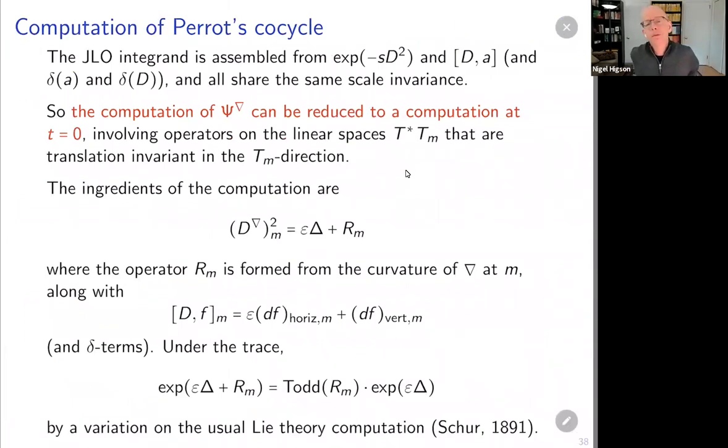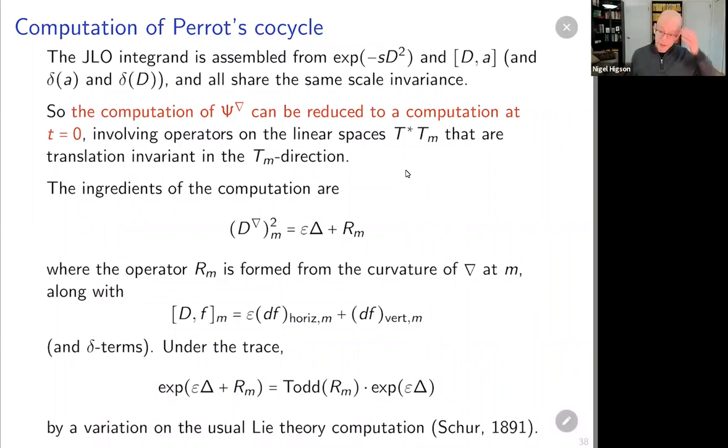What this means is that if you want to calculate the JLO cocycle, you can, instead of doing the calculation at T equals 1, do it at T equals 0. And now you're just calculating on a bunch of cotangent vector spaces. And on each cotangent vector space, the relevant operators are actually translation invariant in the T of M direction. So how hard can the calculation be? The answer is not very hard at all.